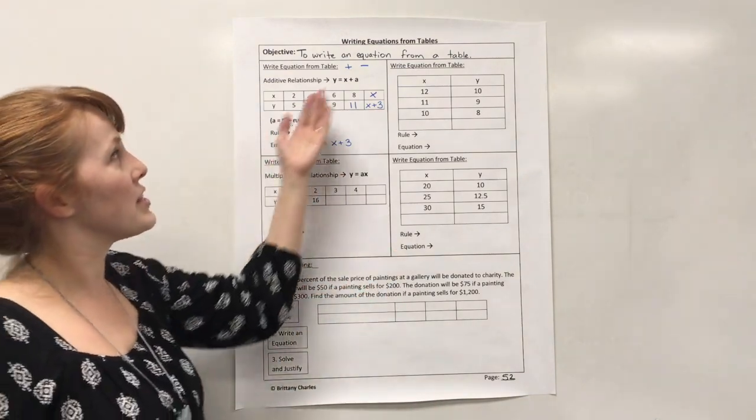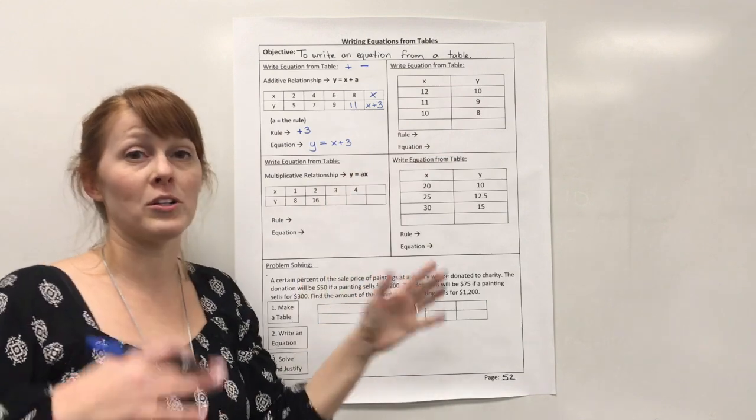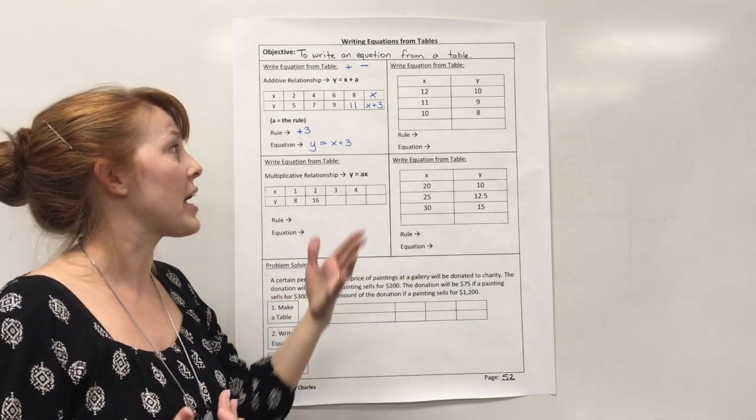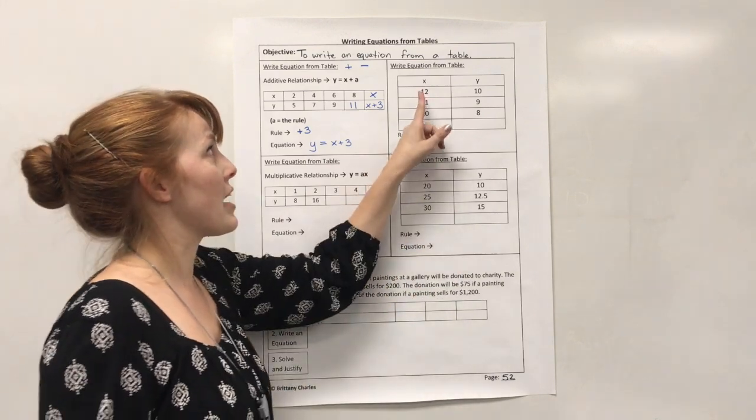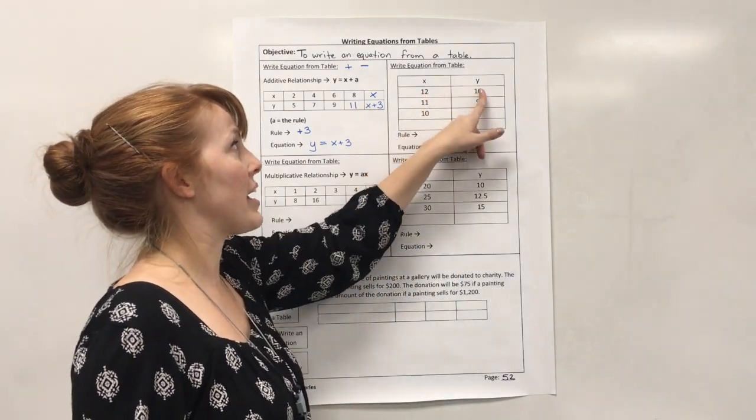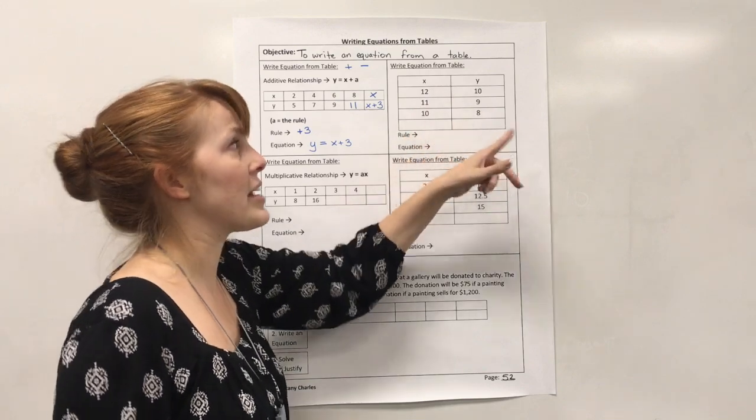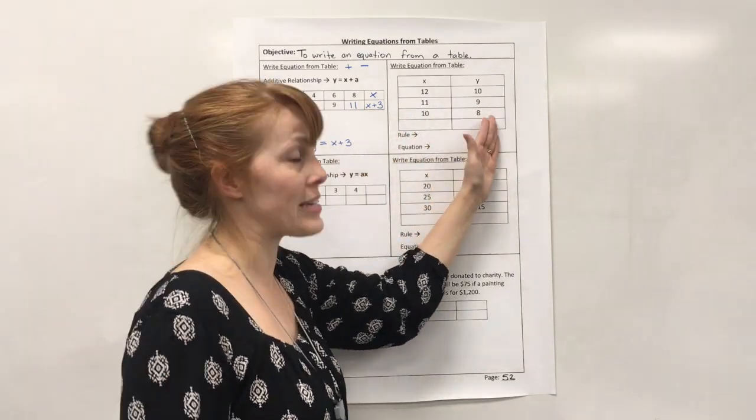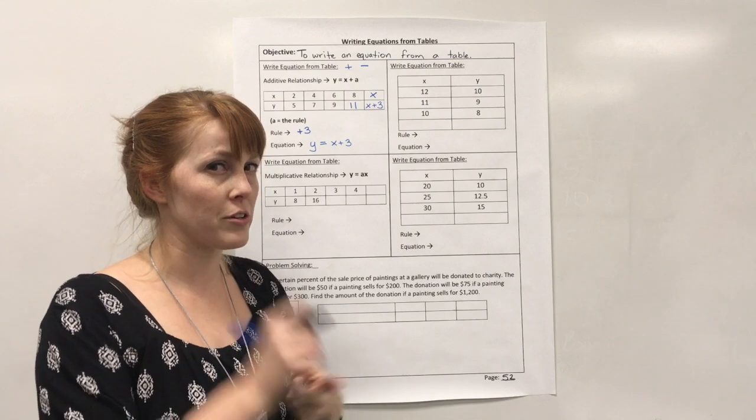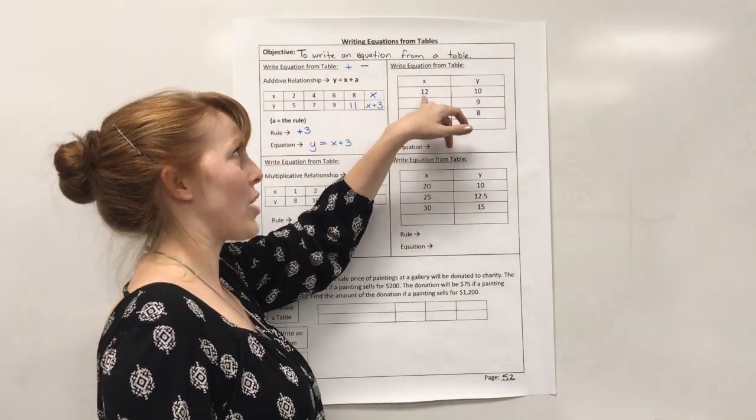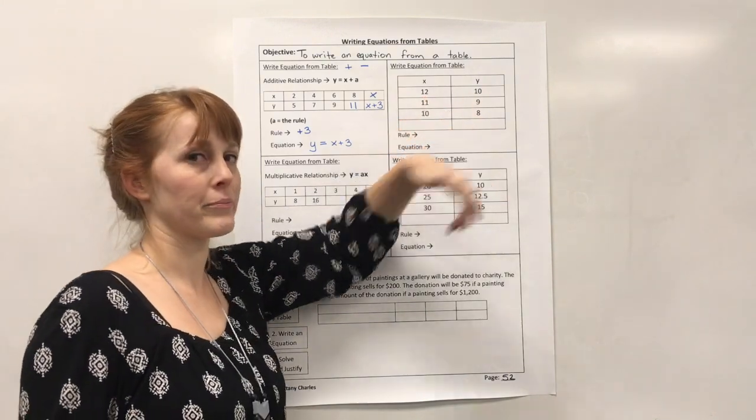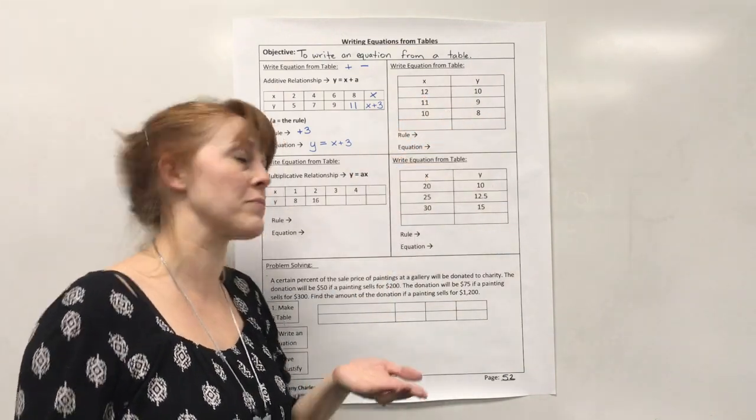Okay, here is a table. We're going to look at the table and try to determine what's happening, so we can figure out our rule and what equation would go with it. I have 12 going to 10, 11 to 9, 10 to 8. I notice it's decreasing, so we're either subtracting or dividing. Let's start with subtracting. What would I subtract from 12 to get 10? If I subtract 2, that gives me 10.